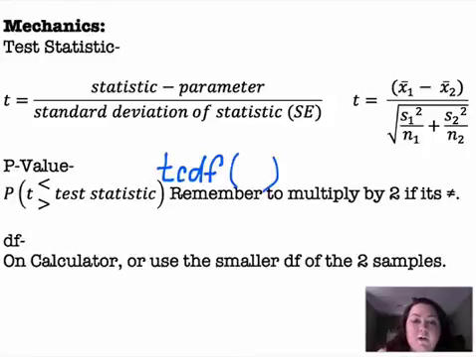Okay, so when we do the p-value, it's going to be using a t-CDF. And the probability that t is less than or greater than your test statistic, the t-value that you found. And then remember, if it's a not equal to, you have to multiply that probability by 2. The degrees of freedom will usually be calculated on your calculator. When you do the test, it'll give you the degrees of freedom value. But if you are doing it all manually, then use the smaller degrees of freedom out of the two samples.